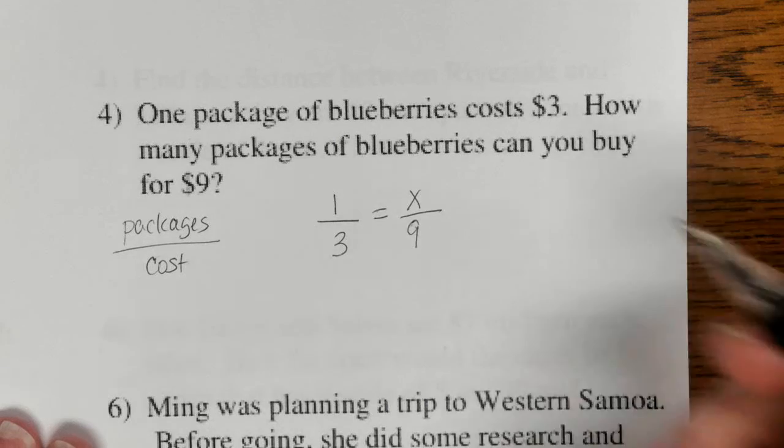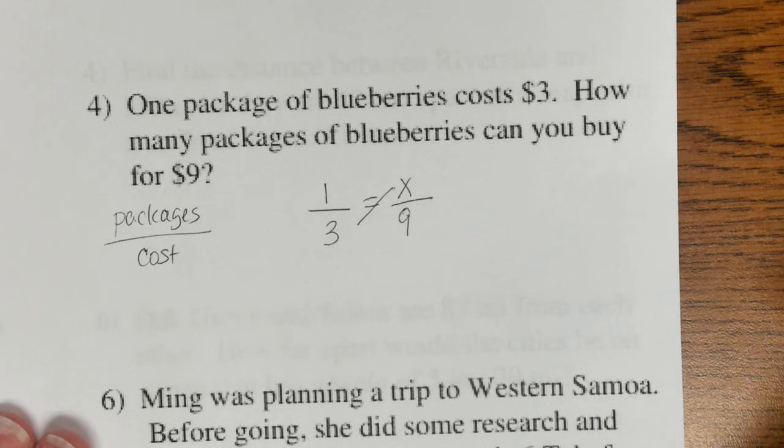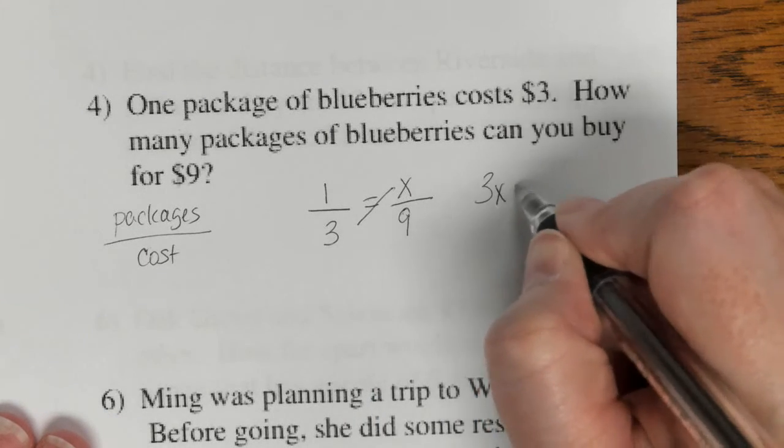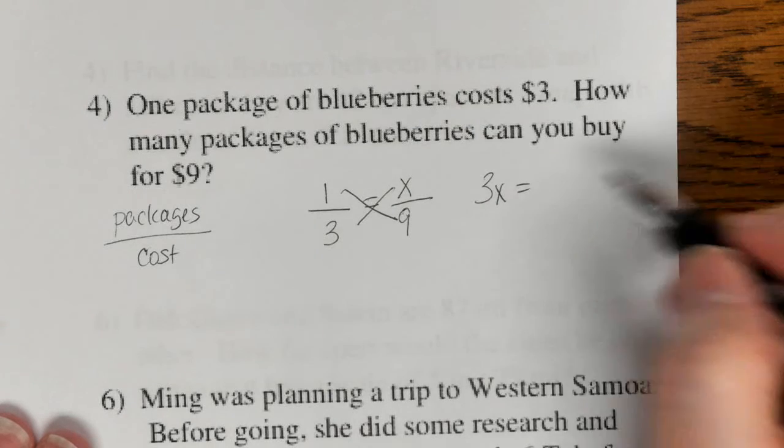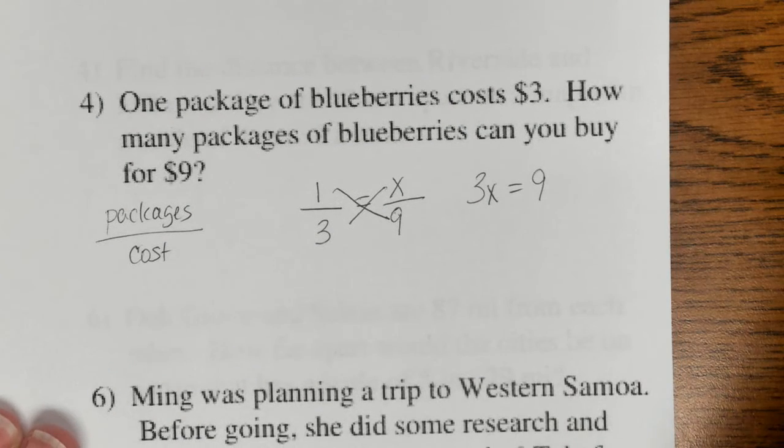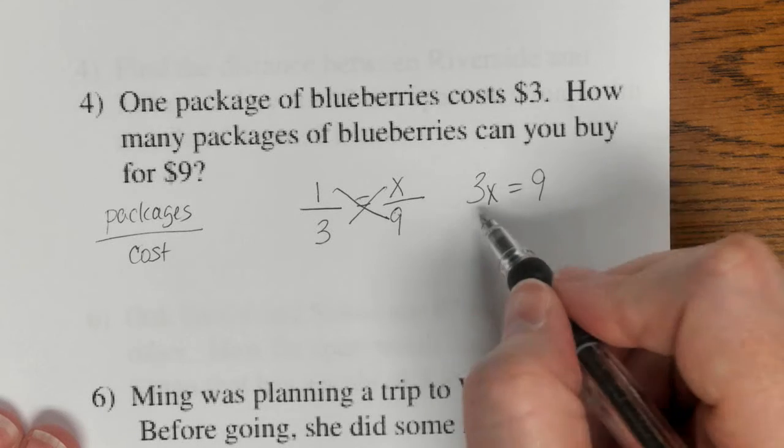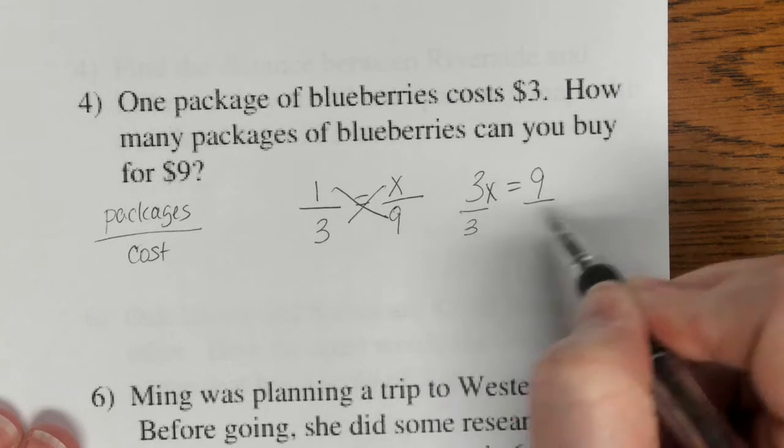So then you just cross multiply. What's 3 times x? 3x. What's 1 times 9? Okay, so 3x equals 9 is our little equation. Yeah, so you're both right.